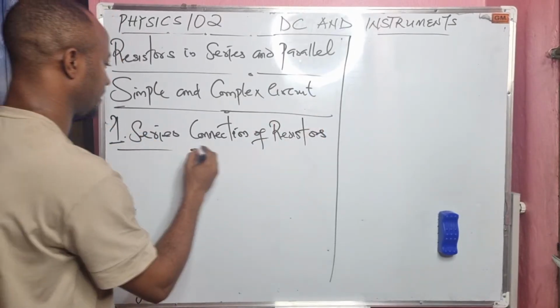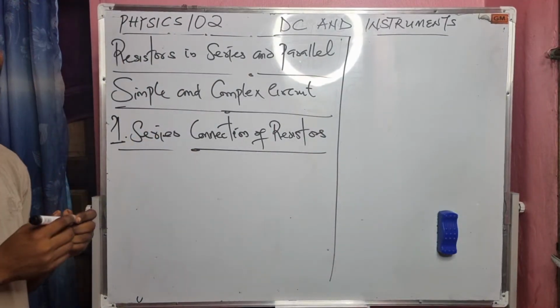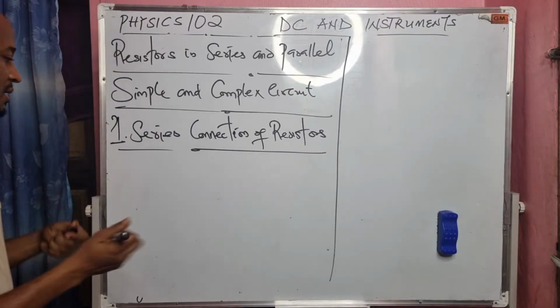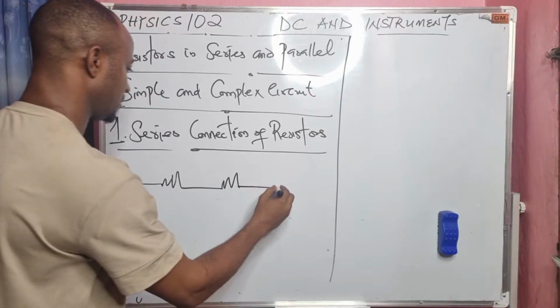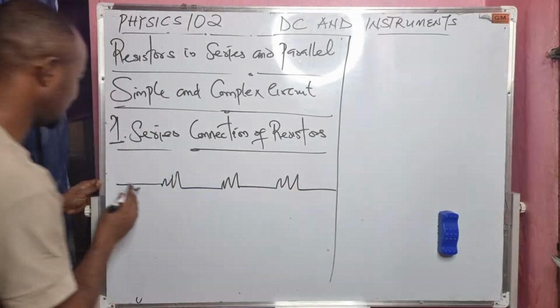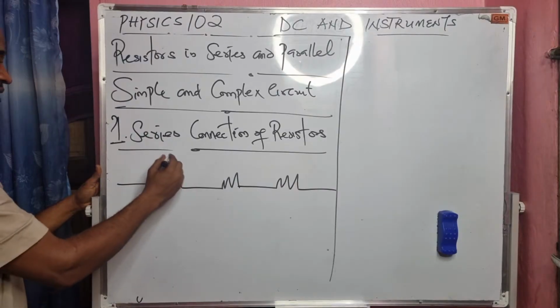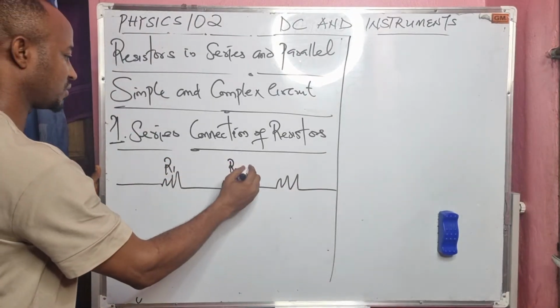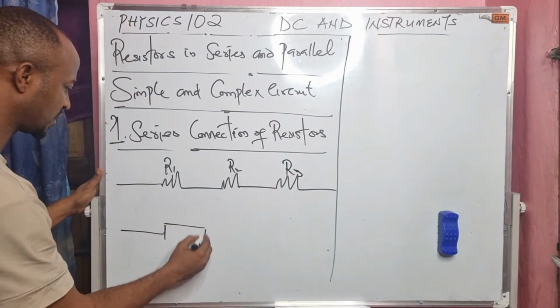Series connection of resistors. When I say series connection, I mean resistors connected end to end, like this. We call this a series connection. Here we have resistor 1, resistor 2, and resistor 3. Another way of representing a resistor is this way.